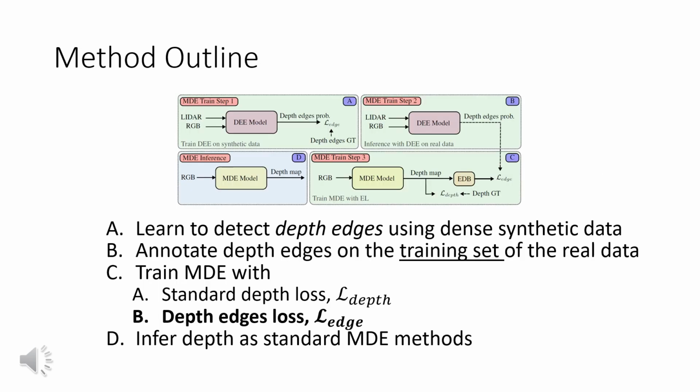The outline of our method is as follows. 1. We first learn how to detect depth edges from a dense synthetic data from the video game GTA. 2. We apply the depth edges network on the training data of the MDE task. 3. Then the MDE is trained with the standard pixel-wise depth loss and the dedicated edge loss, where its ground truth is obtained in step 2. Finally, the resulting MDE network is used solely on RGB images, as any MDE network.